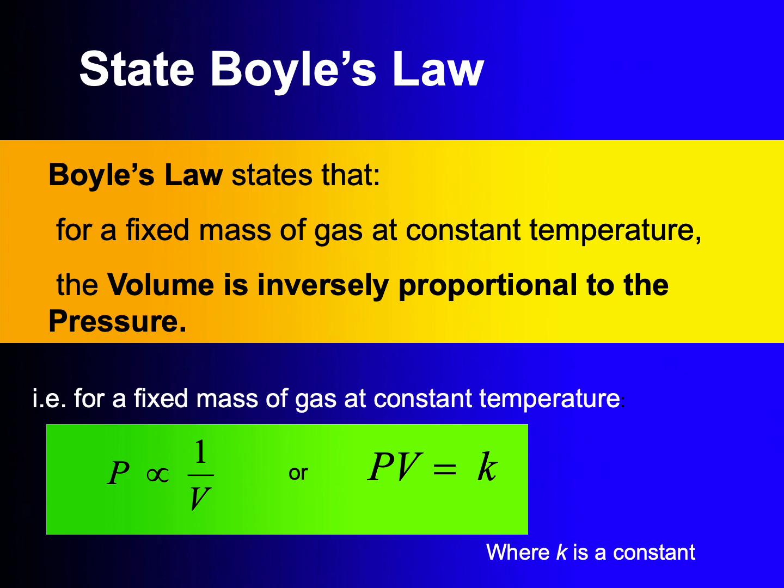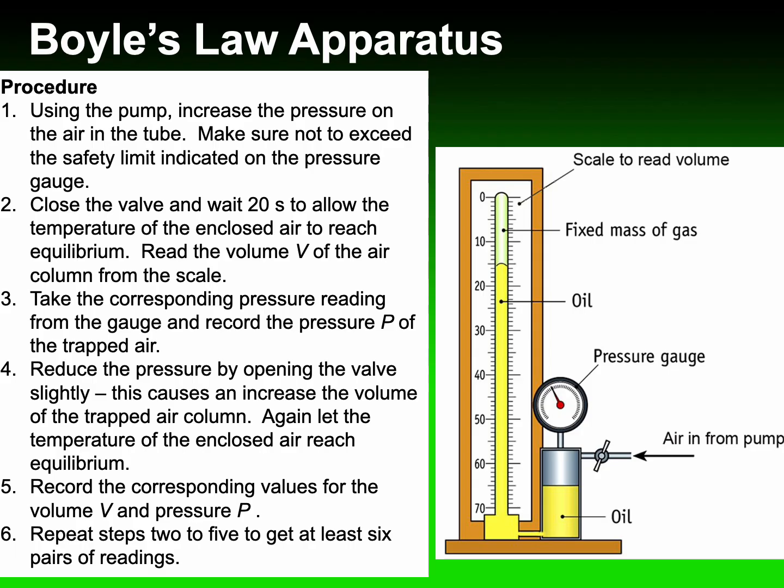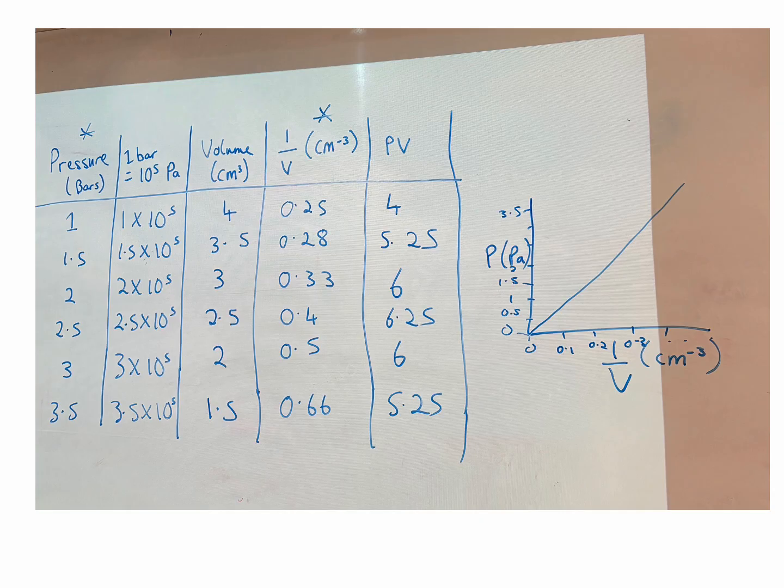So when we did our experiment yesterday, we changed the pressure by half a bar each time, and 1 bar is the equivalent of 10 to the power 5 for atmospheric pressure. And we saw as we increased the pressure each time that the volume of the gas in the apparatus was decreasing.